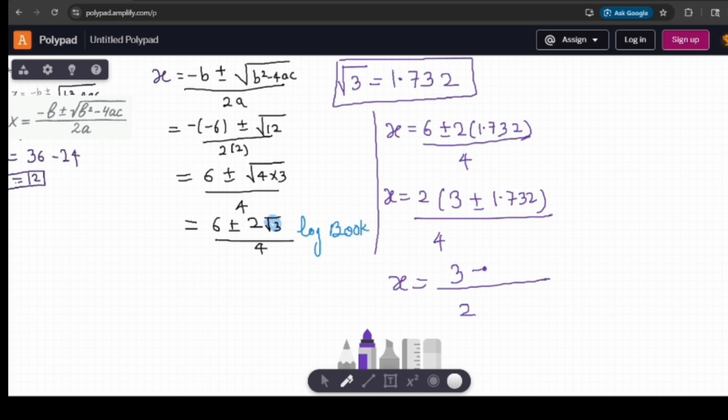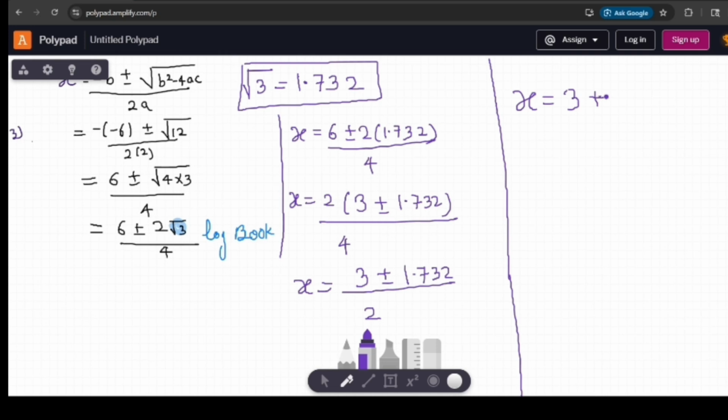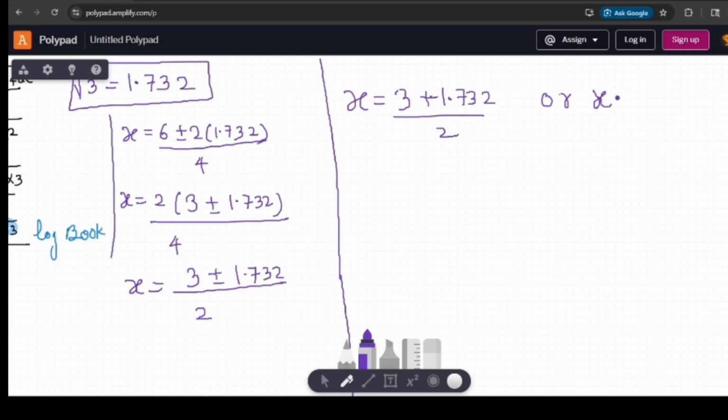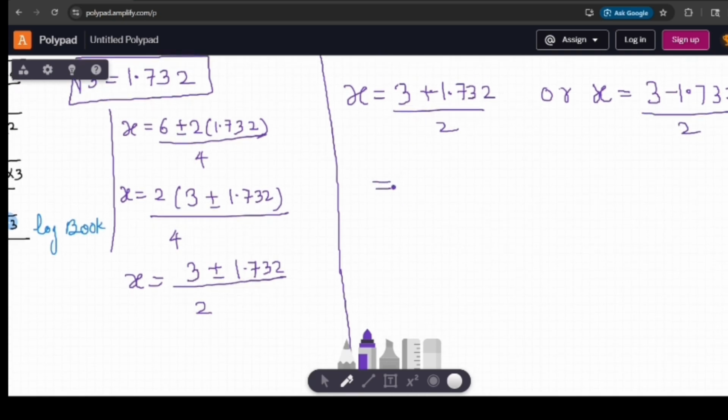And now I'll simplify the value of x as x equal to 3 plus 1.732 upon 2 or x equal to 3 minus 1.732 upon 2. So from here we'll get the two different values of x. So let's simplify. 3 plus 1.732 divided by 2 and 3 minus 1.732 divided by 2. So we get x is equal to 4.732 upon 2 or x is equal to 1.268 upon 2.